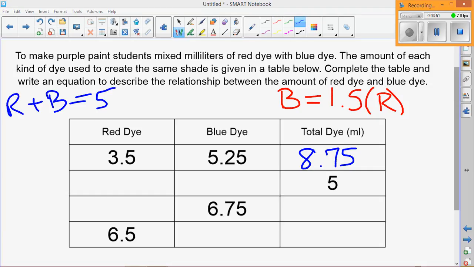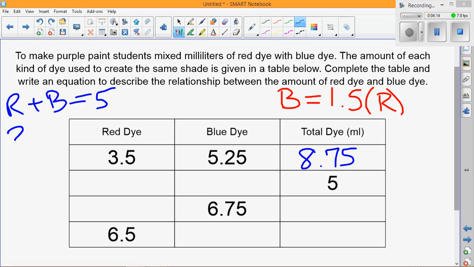So I've written an equation. The red plus the blue equals 5. We know that whatever's in the red column plus the blue column has to equal 5 for the second row. We also know that using our equation that we've already written, that the amount of blue dye is 1.5 times the red dye. So what we can actually do is substitute for blue.